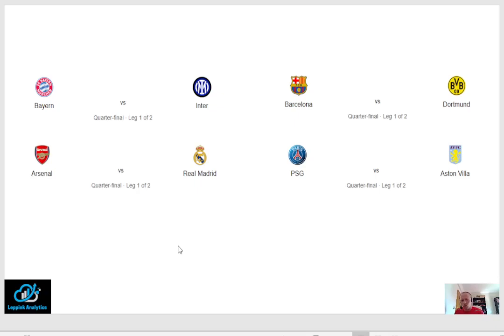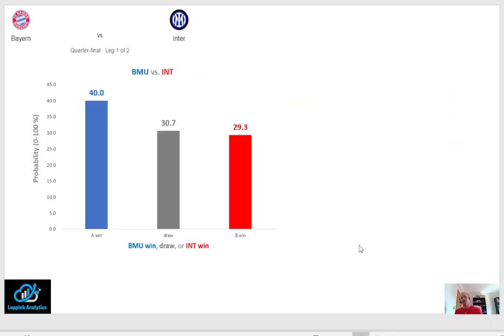So let's apply this to Bayern Munich versus Inter as a starting point. So Bayern Munich versus Inter is one of the 2 matches of today at 9 o'clock Central European summertime. And what we see here is that based on the last 5 matches of each in the Champions League, Bayern Munich are in a slight advantage.